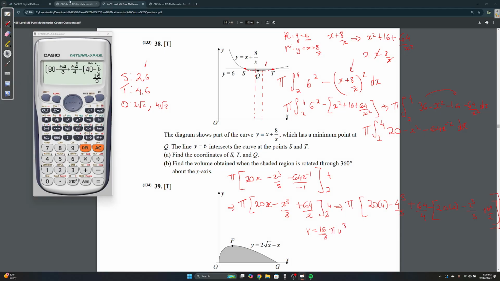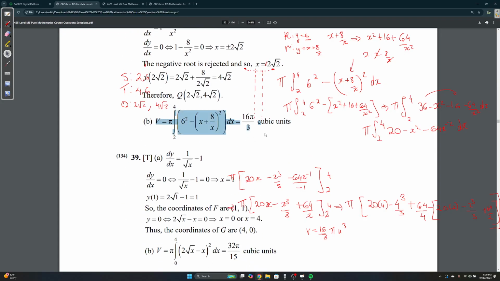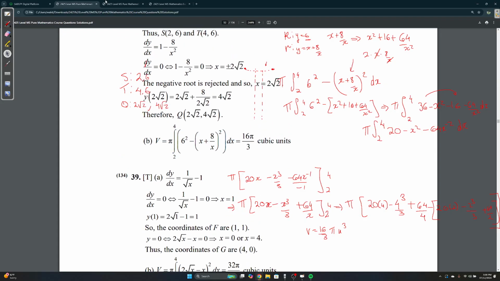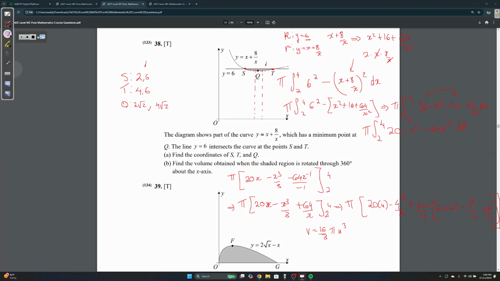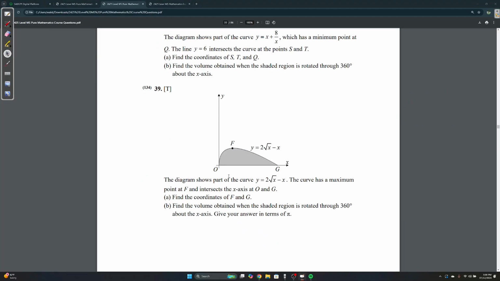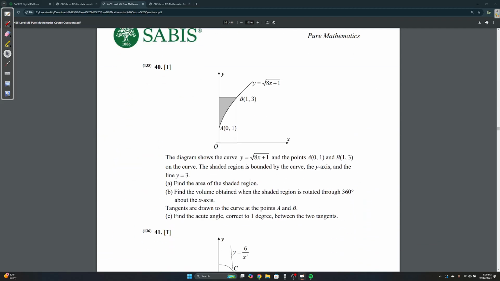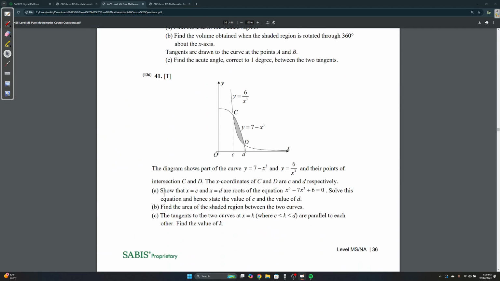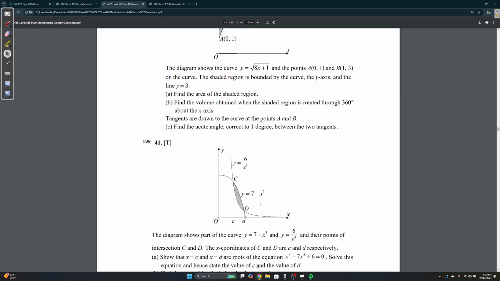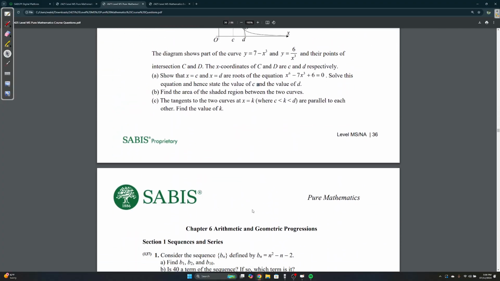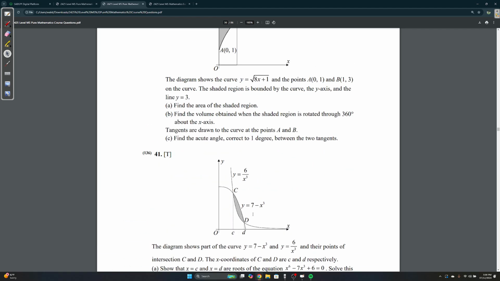Let's check our answer, inshallah it's correct. Yeah, 16 over 3 pi cubic units. You have to say unit cube. Okay. 3 questions left. These look fairly easy. We leave this till the end. Is there anything after this? No.